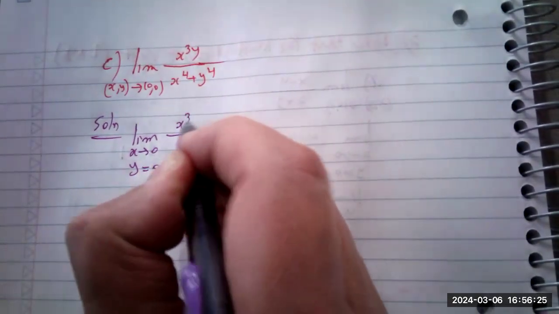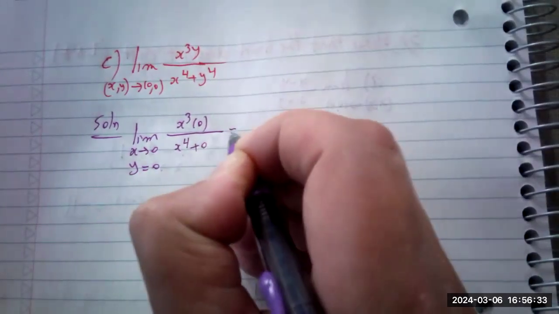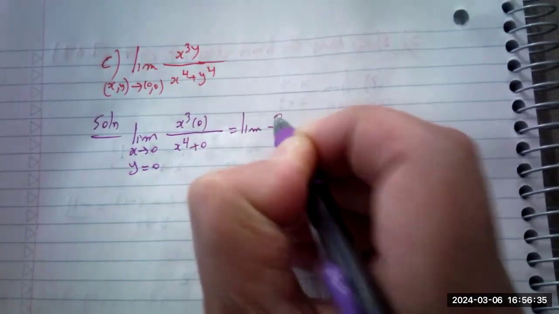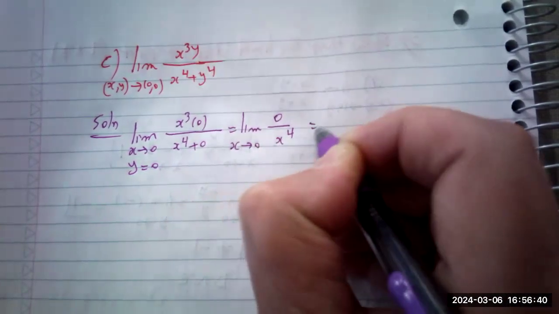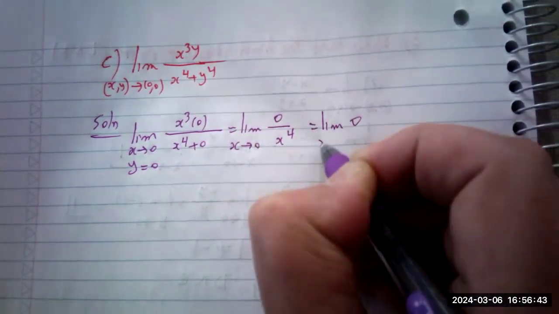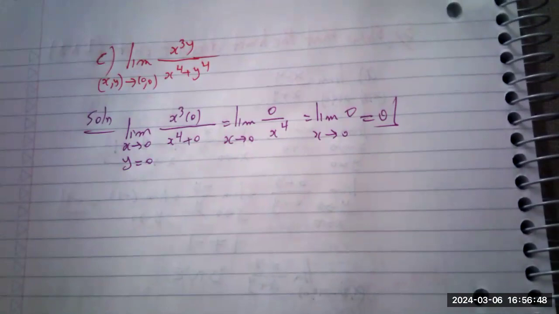Let's say x goes to 0 and fix the y. So it's going to be x cubed. I write it down so you know what's going on. x cubed times 0, over x to the 4th plus 0. So the top would be 0. 0 over x to the 4th, x goes to 0. Before taking the limit, this is already 0. So that gives you 0 in this direction. Any question? Again, you see x goes to 0, x is not equal to 0, so the fraction is already 0.